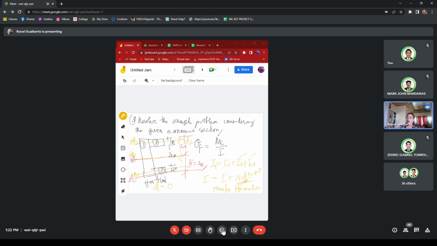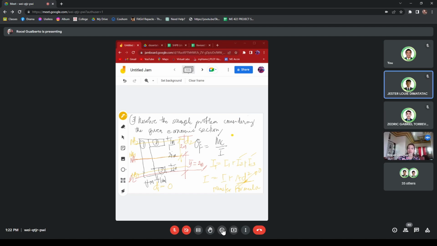What was the maximum moment we obtained last, at 4,500? What is the unit? Pound inch? Pound feet. Pound feet. M equals 4,500 pound feet.